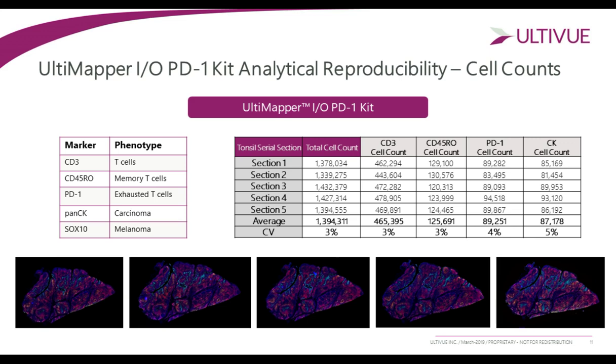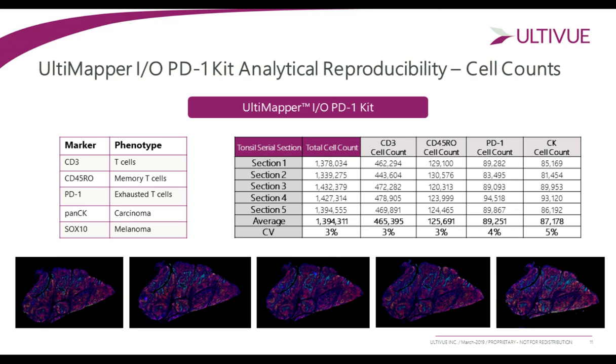So, for example, I'm showing some data here on the reproducibility of our LTMapper PD-1 kit. What we did here is we took 5 serial sections of tonsil, stained them with our PD-1 kit, and then looked at the cell phenotype counts across each section to see what the CVs were. What you can see here for the total cell counts is that we have just over 1 million cells. So that is quite a few cells that we're trying to analyze, and this is tonsil, to keep in mind.